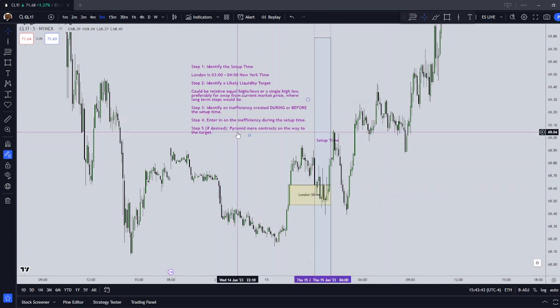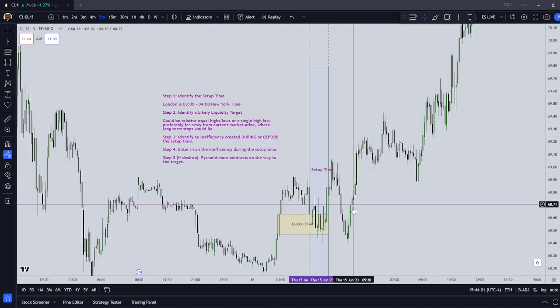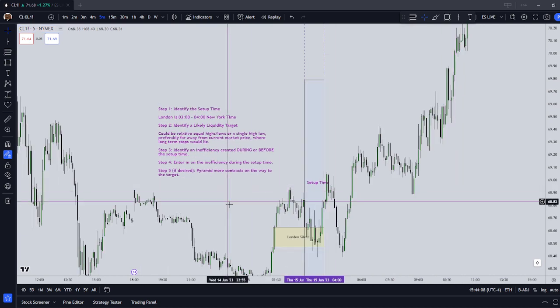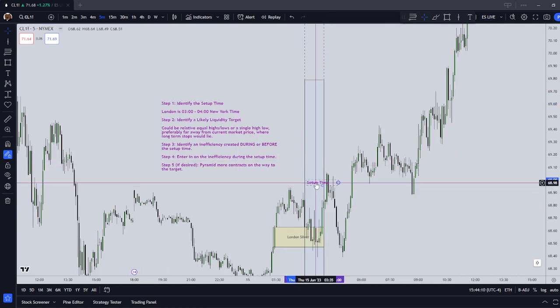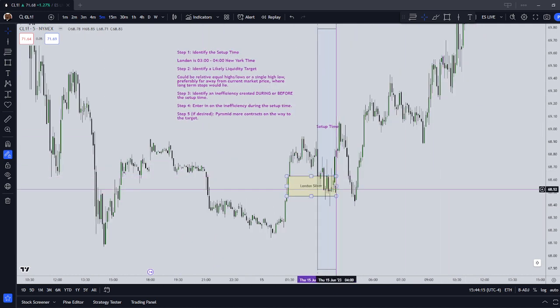Step four, enter in on the inefficiency during the setup time. So had we gotten long here on a limit somewhere around 60.55, we would have been filled anywhere from the London Open up until 3:30. Step five, if we're pyramiding, we wait for price to break out of this range and then pyramid on sell-side inefficiencies as we make our way to the target. That's only if desired. If you're just trying to mitigate your risk, then don't pyramid. And then that's it. That's our silver bullet.